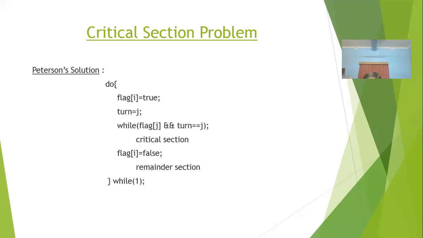Now, what is the structure of the algorithm here? Do flag[i] equal to true, turn equal to j. While flag[j] and turn equal to j, do nothing, that means you have to wait. Otherwise, go to the critical section, and after exiting the critical section, make flag[i] equal to false, and then proceed to the remainder section. Here the value of the turn variable plays a very major role. How is it working? What is the working principle?